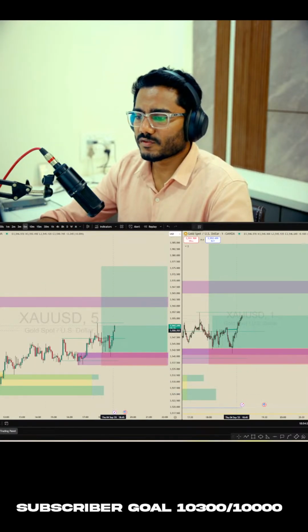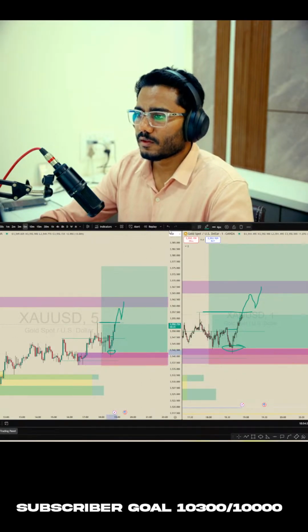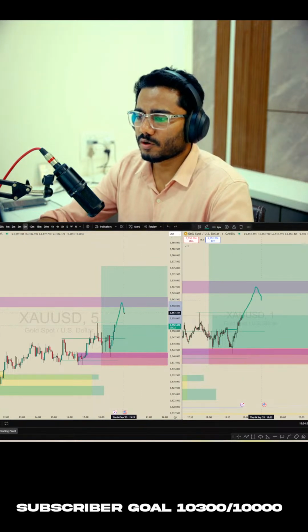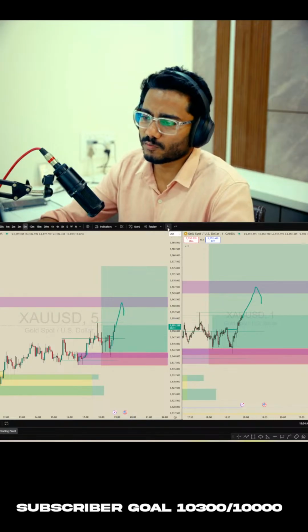We can see a reaction from here, so don't put your stop loss below this low because there will be inducement, so it will take out these lows. Once this breaks, then we'll put our stop loss at break even, and we can get a reaction from this order block. So don't put your stop loss below this low. Once this breaks, then we can put our stop loss below this low. That's how we can catch this whole move to the upside.